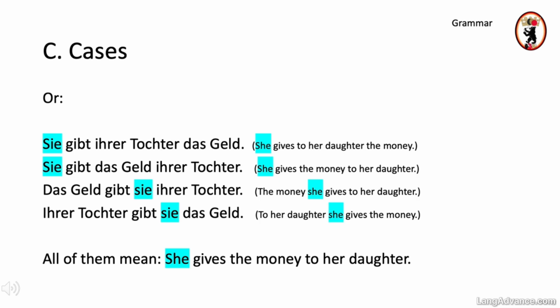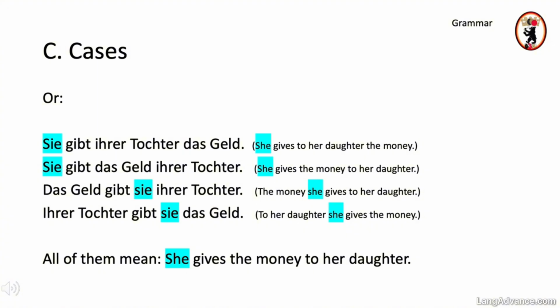All of these translate to, she gives the money to her daughter. However, you can see that the word order is very, very different. I have marked nominative, the subject, blue, so you will be able to see where the subject is in every single sentence. On the left side, you see the German sentences, and on the right side, you see the English translations. I didn't translate it quite literally.